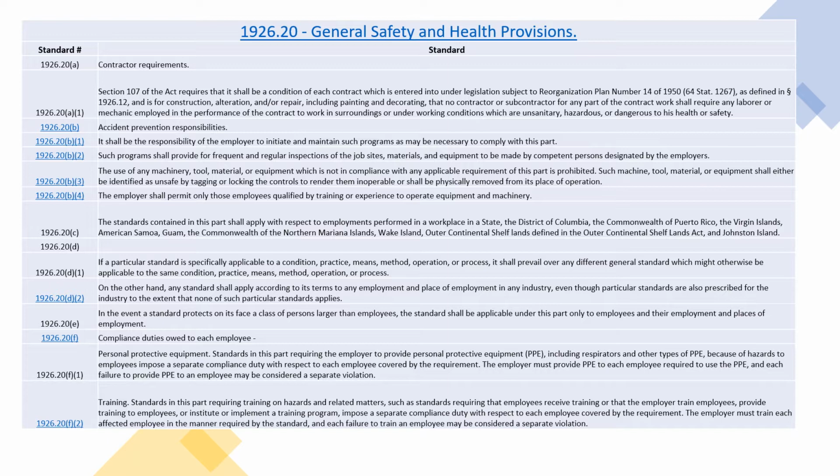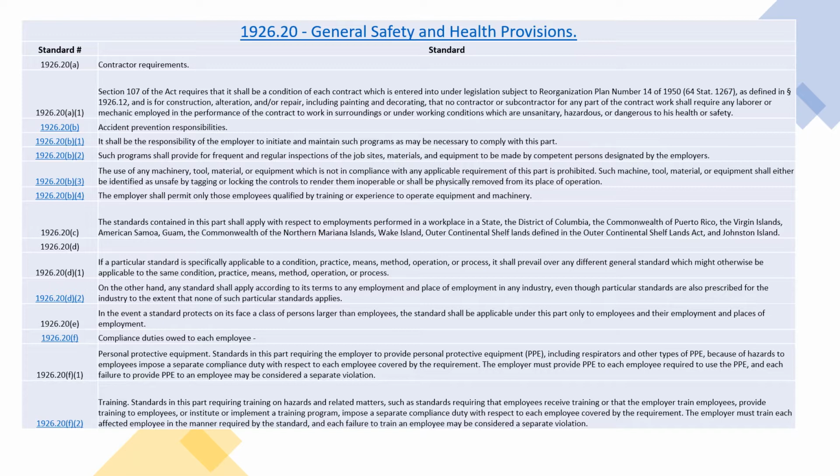1926.20(a)(1). Section 107 of the Act requires that it shall be a condition of each contract which is entered into under legislation subject to Reorganization Plan No. 14 of 1950, 64 Stat. 1267, as defined in Section 1926.12, and is for construction, alteration, and/or repair, including painting and decorating, that no contractor or subcontractor for any part of the contract work shall require any laborer or mechanic employed in the performance of the contract to work in surroundings or under working conditions which are unsanitary, hazardous, or dangerous to his health or safety.